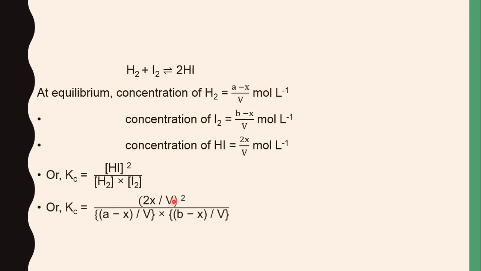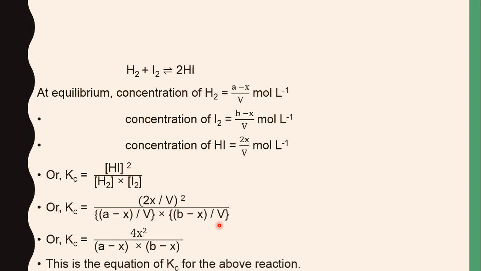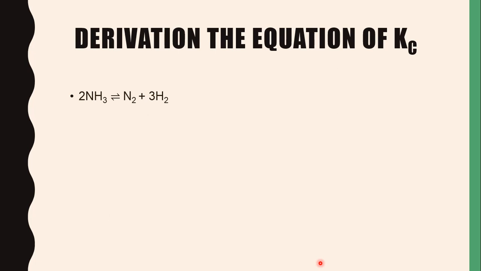Here, put these values of hydrogen iodide, hydrogen and iodine, that is (2x divided by V) whole squared divided by (A minus x divided by V) times (B minus x divided by V). After simplifying the equation, we get Kc equals 4x squared divided by (A minus x) times (B minus x). This is the equation of Kc for the above reaction, hydrogen plus iodine giving hydrogen iodide. Okay, in this way we can derive another equation for this reaction.